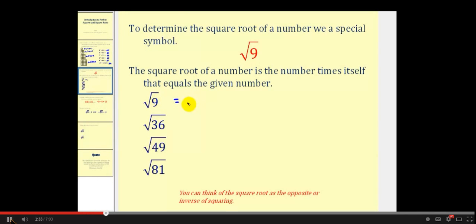give us 9. And since 9 is a perfect square, we can write 9 as 3 times 3, or if we wanted to, we could write 3 squared. Therefore, the square root of 9 is equal to 3. And again, the answer is 3, because 3 times 3 is equal to the given number 9.